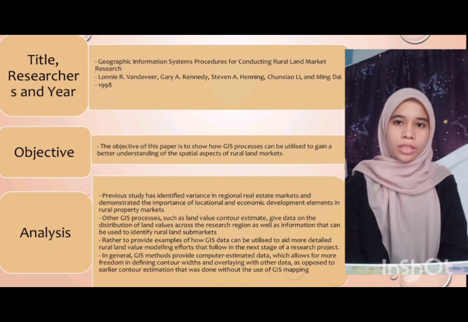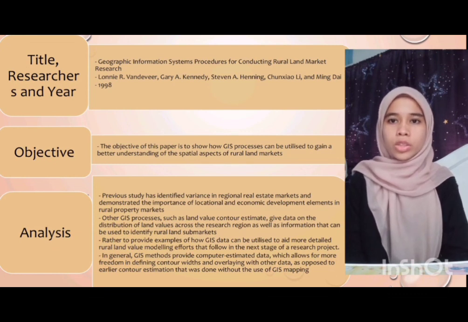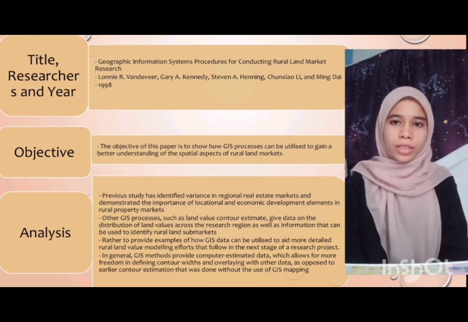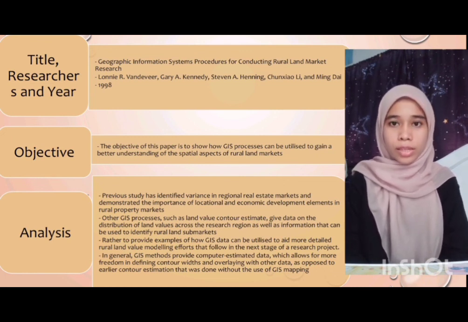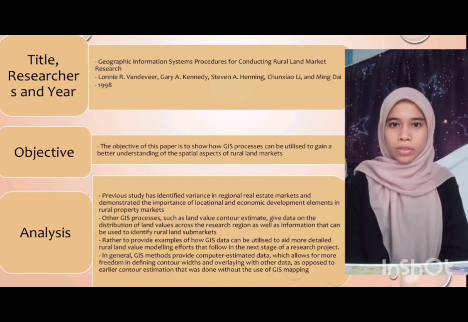Other GIS processes such as land value contour estimates give data on the distribution of land values across the research region as well as information that can be used to identify rural land submarkets. The discussion is rather to provide examples of how GIS data can be utilized to add to more detailed rural land value modeling efforts that follow in the next stage of a research project.